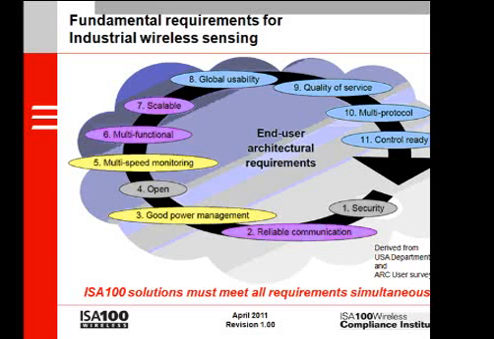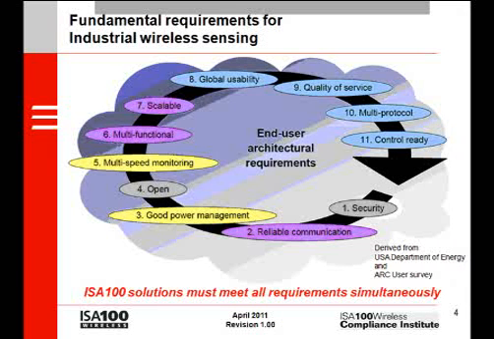First, a wireless system must provide state-of-the-art security. Second, it must provide reliable wireless communication. Third, it must provide deterministic power management of battery-powered sensors. Fourth, it must be open, allowing users to select the best products for a given application. Fifth, it must support multi-speed monitoring. Some devices might report every quarter second, while other devices might report every few minutes, all on the same network.